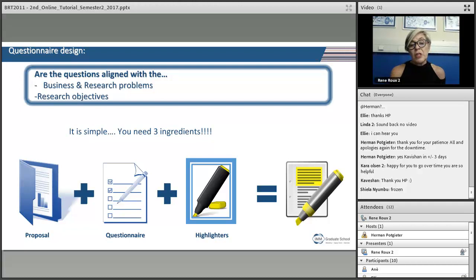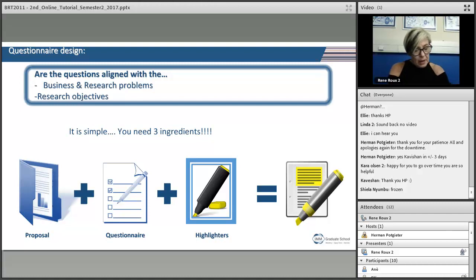To check that your questions are aligned with the business and research problems and the research objectives, people might think it's stupid, but it's the best way. You take your proposal. In your proposal, you have your business problems and your research objectives. You take your questionnaire and you take different colors of highlighters.